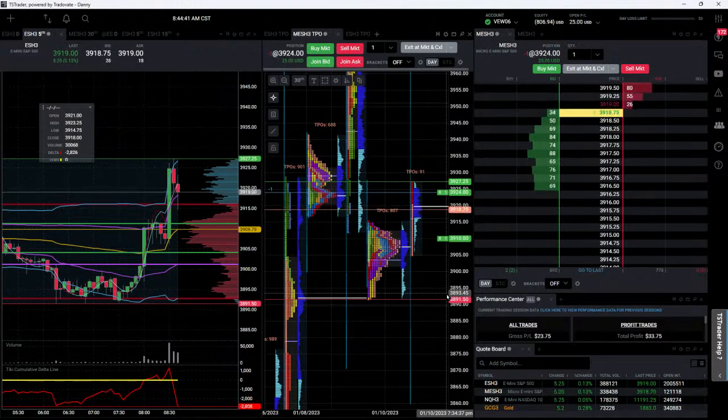Unless it hits it and then goes down. Well, yeah, it has to hit it so it can go down. Exactly. Cover above that 10 level at the VWAP. That's where we got our exit.